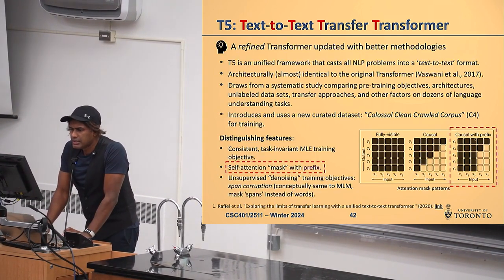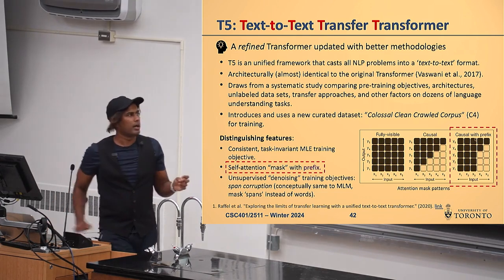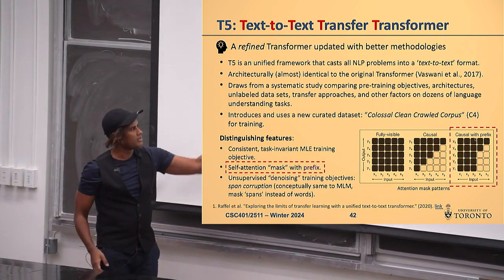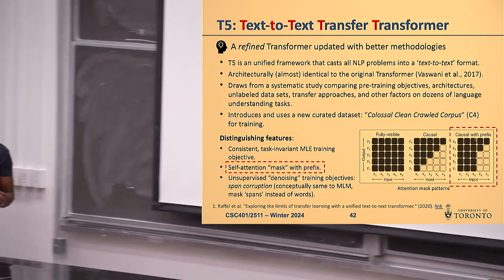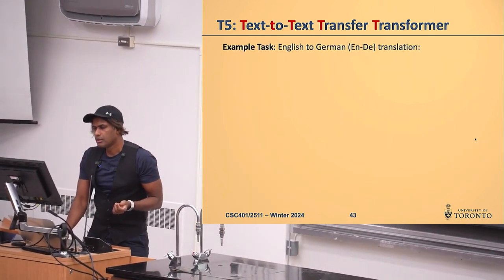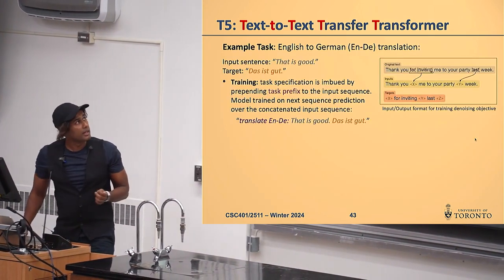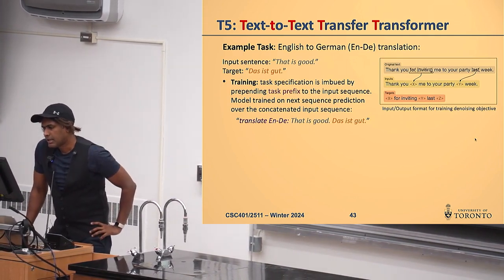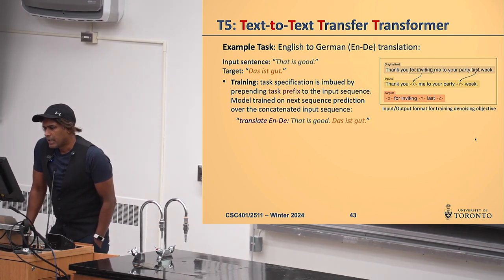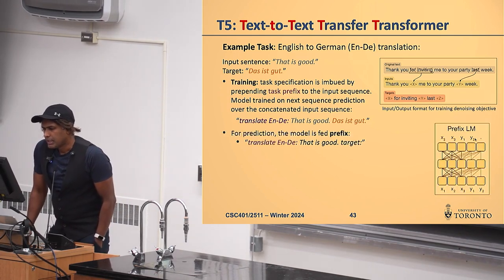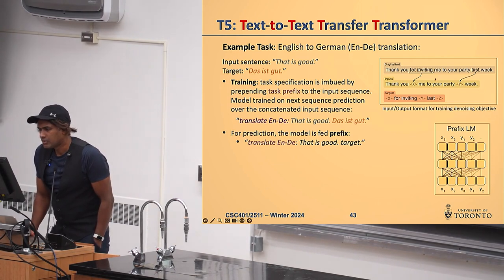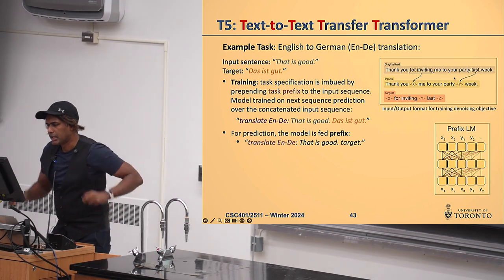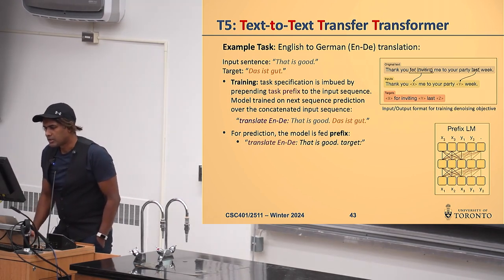It also does the denoising training objective, where in BERT you are corrupting, let's say, one word token, but in this case you're corrupting whole spans. This is an example of English to German translation: "That is good" to "Das ist gut." In the training case, you can see that you are masking spans with a special token, and your targets are also spans.